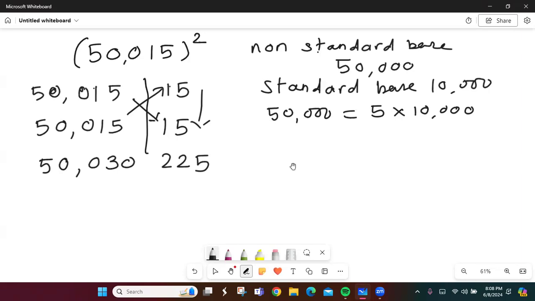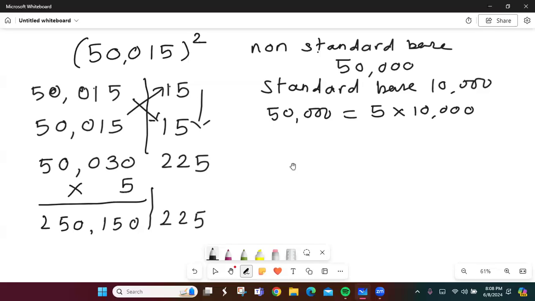Now let us change the number in the left partition to the base 10 number, that is standard base number. So I will multiply this by 5 because the non-standard base is 5 times the standard base. And that will give me 250,150.